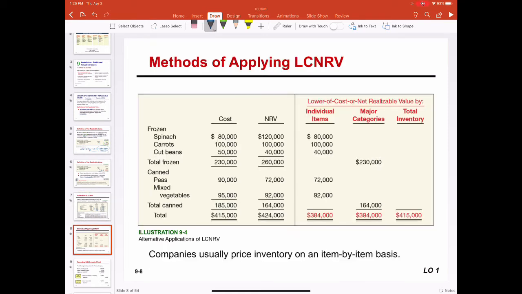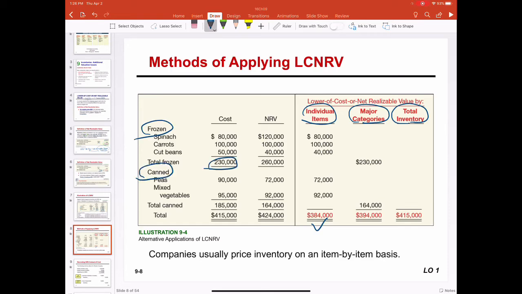This is another application of LCNRV. We can apply it to individual items. We can also apply it to major categories, or we can just apply it to the total inventory. For each item, this is the same as what I did in the last slide, 384. Just compare the cost and NRV for each item. The next is major categories. And there are two categories. One is frozen, the other is canned.